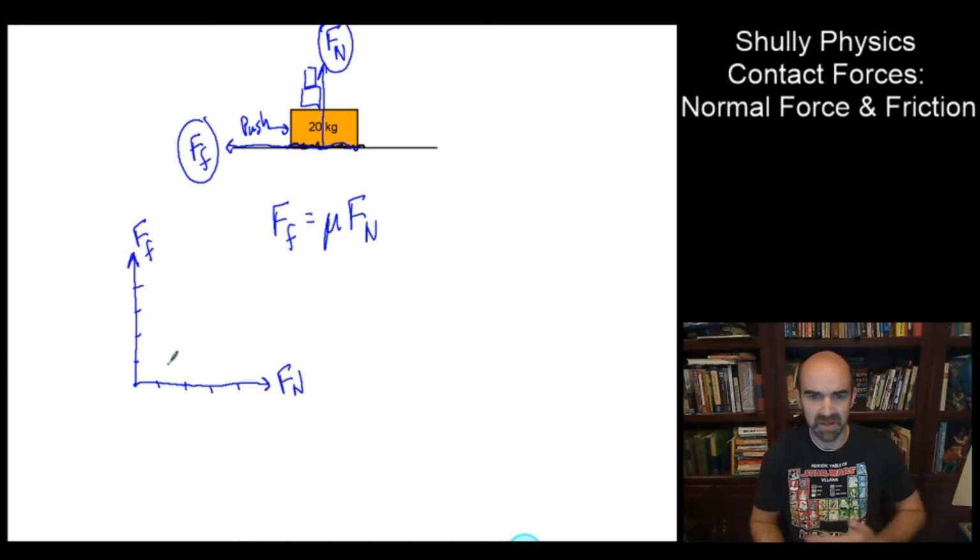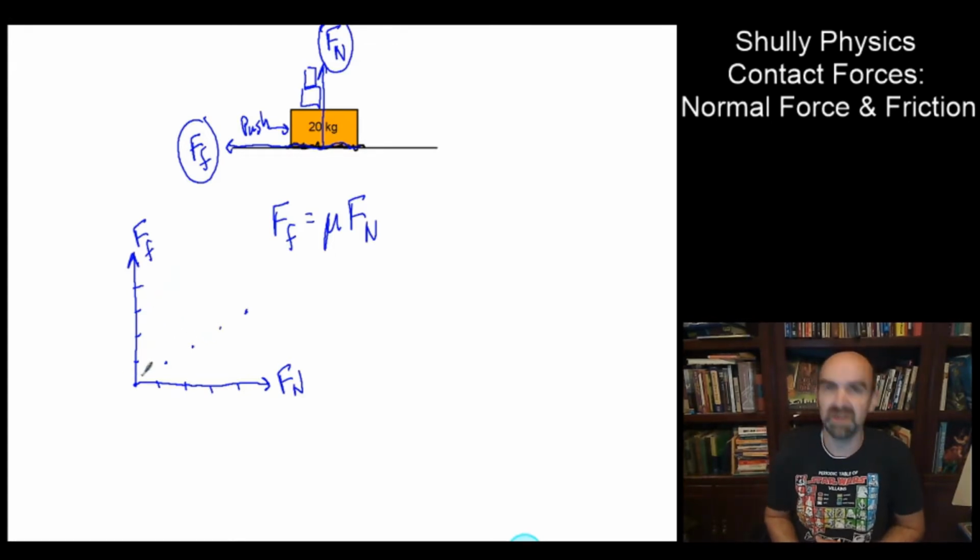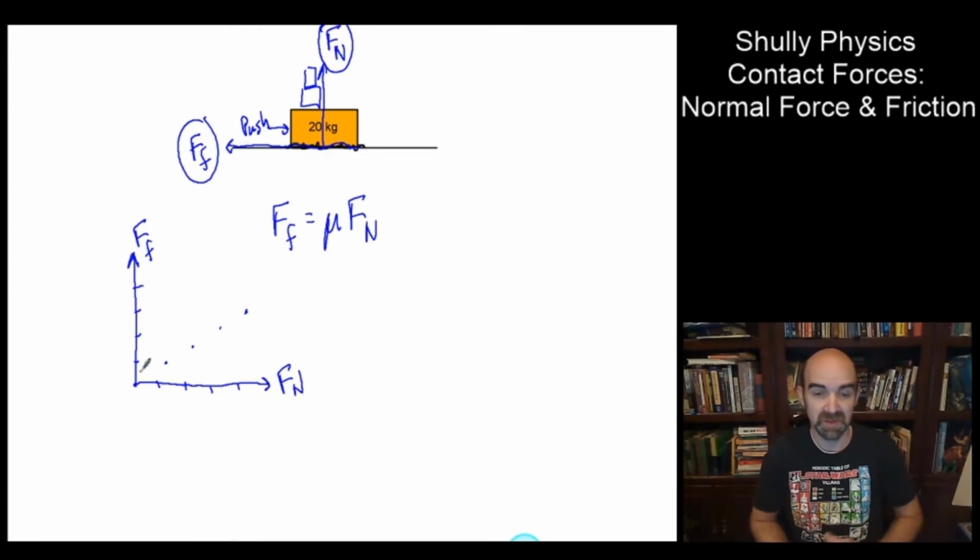And depending on the surfaces, how much grip there is between that block and the tabletop, that's going to affect how steep this line is. But generally what happens is if you add weight to a block, the friction will increase. That's why you take your dresser drawers out of the dresser if you want to move it across the room, because taking that weight away decreases the frictional force, and it's easier to move that dresser.